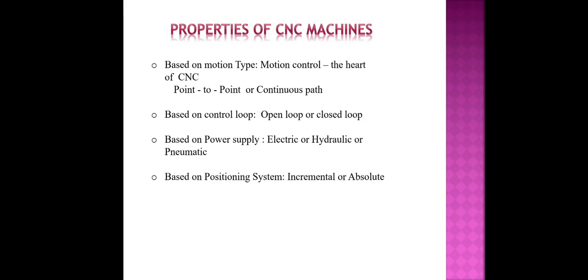In an open loop system, generally used in point-to-point systems, accuracy requirements are not critical. Very few continuous path systems utilize open loop control.